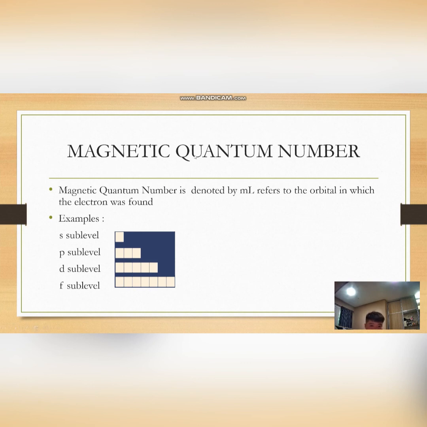These are the magnetic quantum numbers. The magnetic quantum number is denoted by ml and refers to the orbital in which the electron is found. Examples: s sublevel has 1 orbital, p sublevel 3 orbitals, d sublevel 5 orbitals, and f sublevel 7 orbitals.